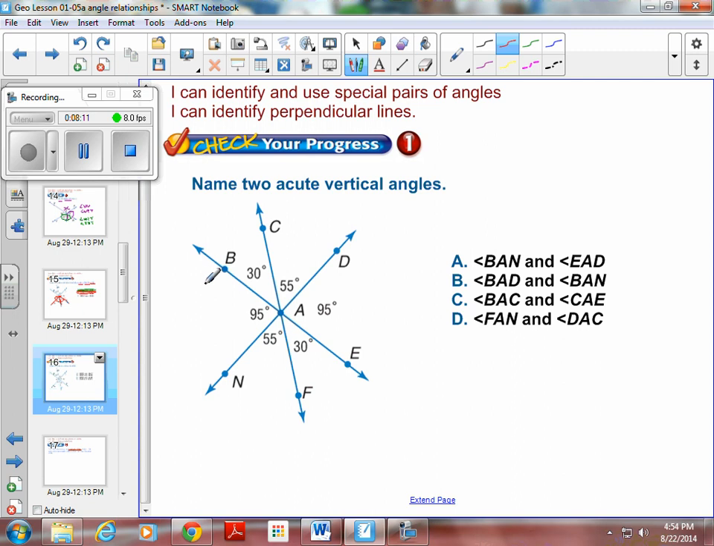And for the next one, again, push pause. When you're ready, come back and check your answer. On this one, you want acute vertical. So BAN and EAD. Those two are vertical. Here's my line BE, here's my line ND. They're vertical, but are they acute? No, they're not acute, so that one is out. Let's try the next one, BAD and BAN. Those two are not vertical. They form a linear pair, so this one is out.